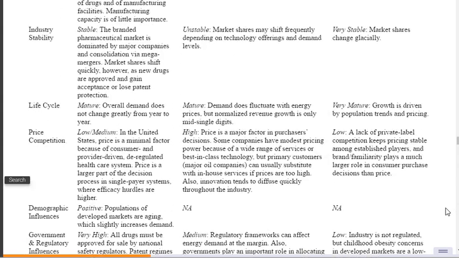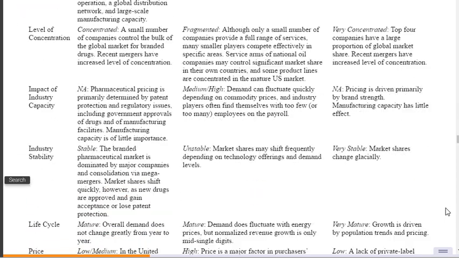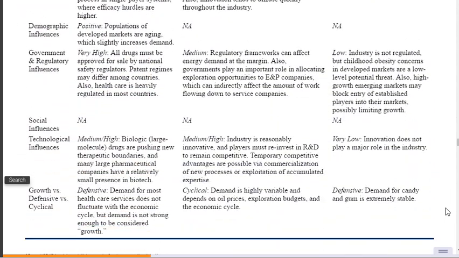And you can see for the branded pharmaceuticals that it is a defensive industry. Demand for most healthcare services does not fluctuate with the economic cycle. With regards to oil services, it's cyclical for sure. We've seen that recently. Demand is highly variable and depends on oil prices, exploration budgets, etc. And for candies, it's defensive. Demand for candy and gum is extremely stable. Good times, people eat candy. Bad times, people eat candy.